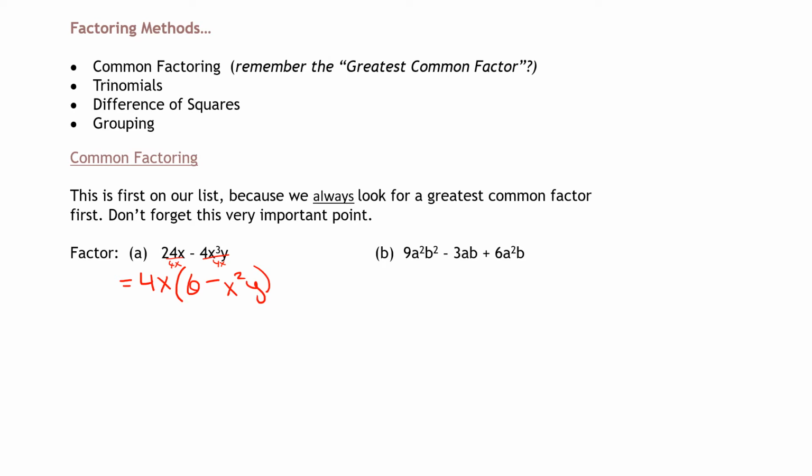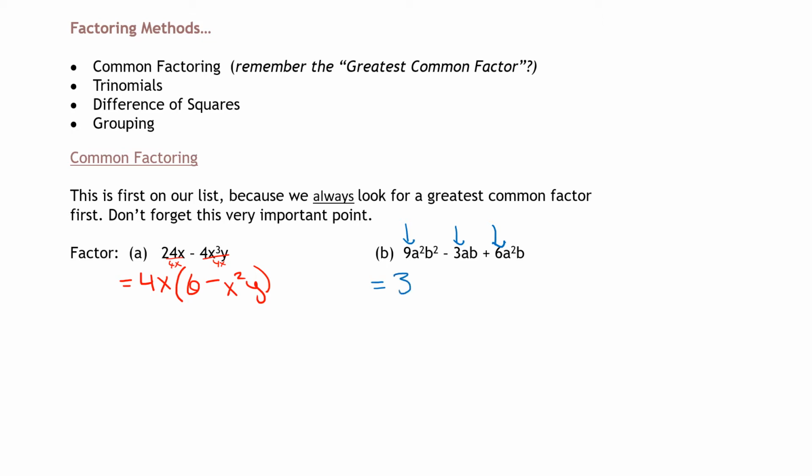Let's try B. What's the greatest common factor? We'll look at the numbers first. So we've got a 9, a 3, and a 6. What factor do they all share in common? And if they didn't share anything, we wouldn't put a 1 down because 1's not really, it's just always assumed to be a common factor. But these have a 3.